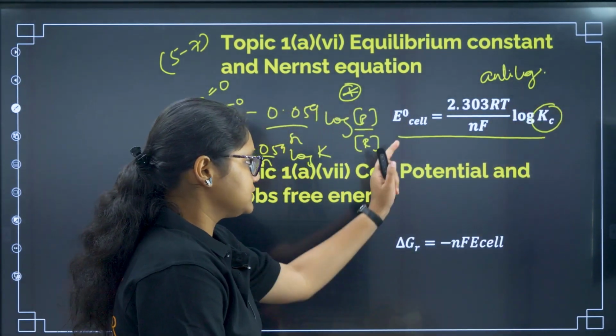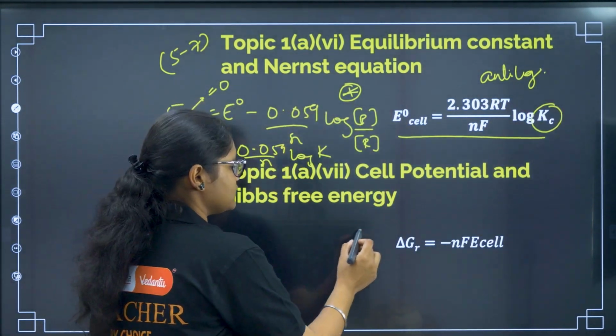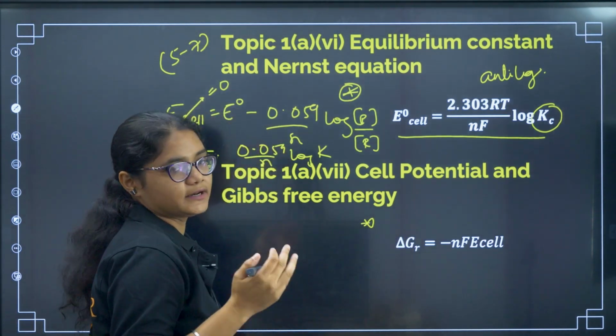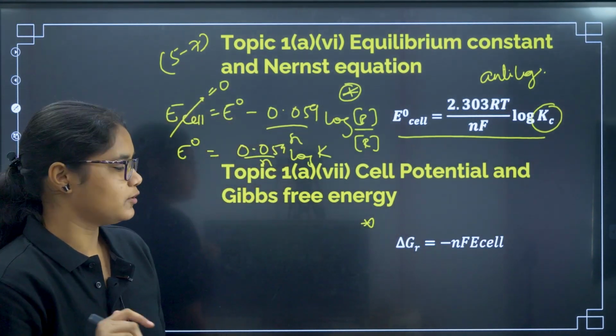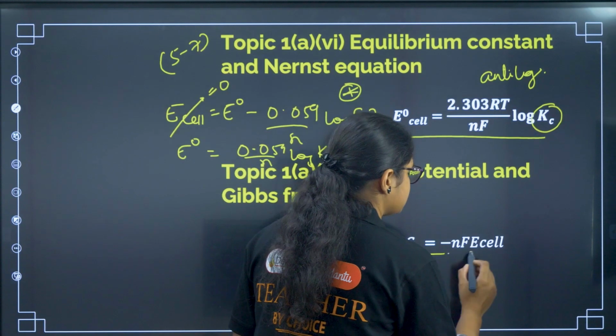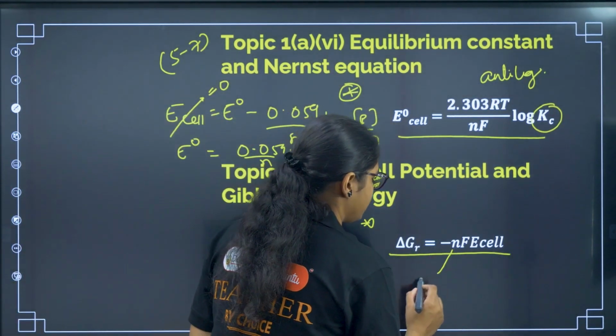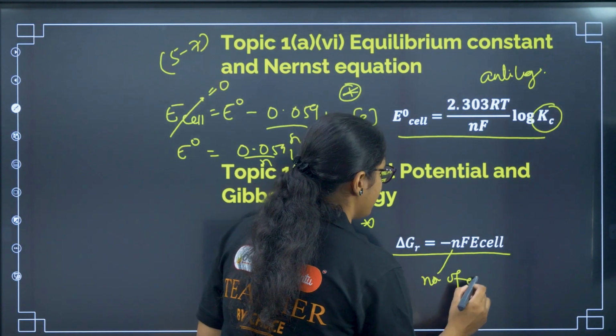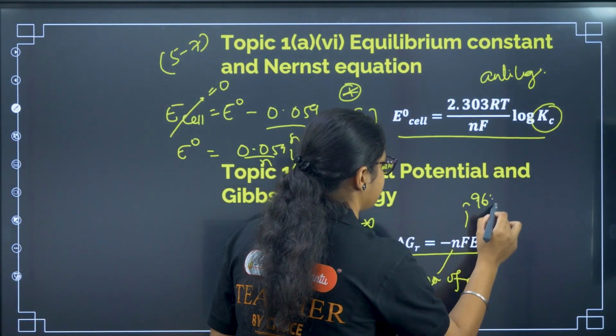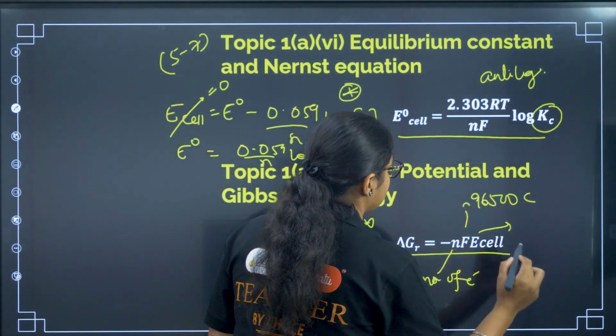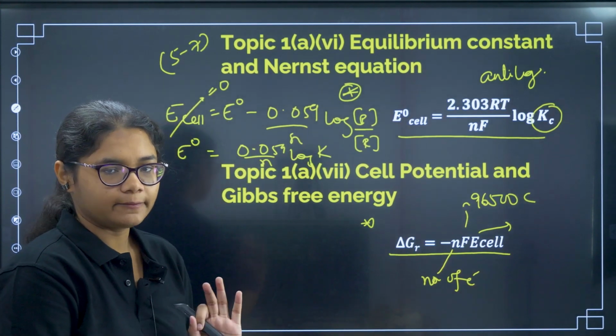So this is one question, and this is also one important formula. What is the relation between Gibbs free energy and E naught of the cell? Delta G of the reaction is equal to minus nFE of the cell. Here n is the number of electrons, F is the Faraday, that is 96500 coulombs, and E of the cell is the potential of the cell.